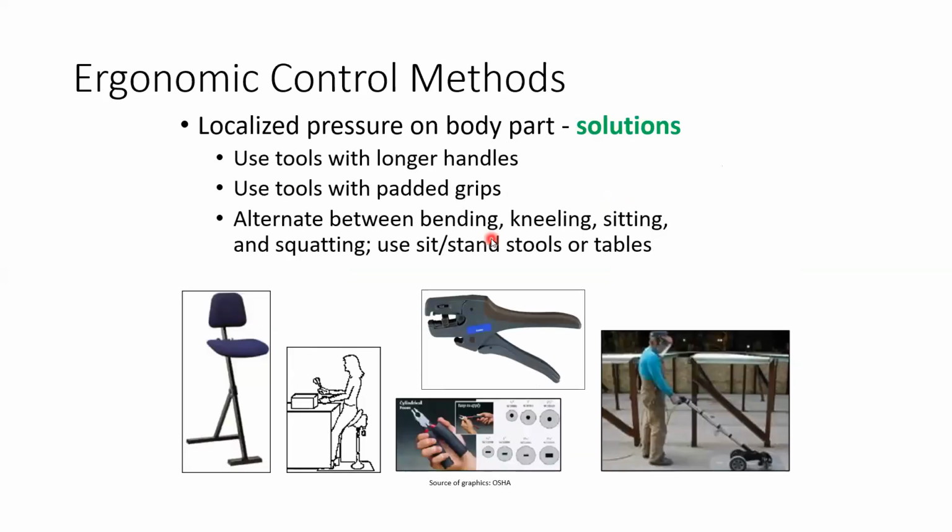Okay, what is the solution? You can localize pressure on body part. You can use tools with longer handles. You can use tools with padded grips. Alternate between bending, kneeling, sitting, and squatting, using sit or stand tools or tables. All of this you can use as the solution for localized pressure on body part.